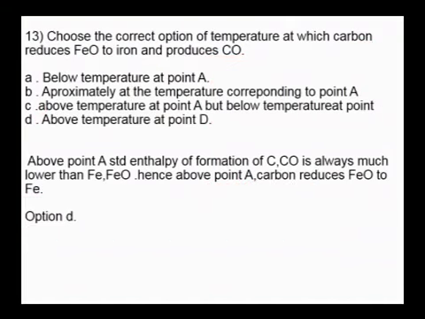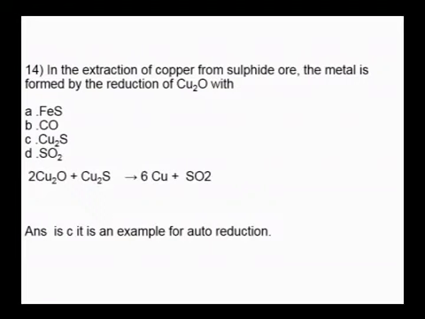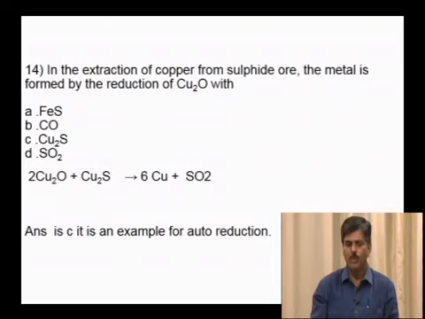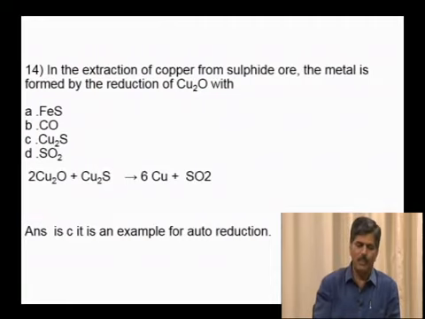Now, let us see the next question. In the extraction of copper from sulfide ore, the metal is formed by the reduction of Cu2O with. So, usually copper metal is extracted from copper pyrites. First it is roasted, then the roasted mixture is taken in a converter along with SiO2 and heated. Therefore, the options for this one are given as FeS, CO, Cu2S and SO2.